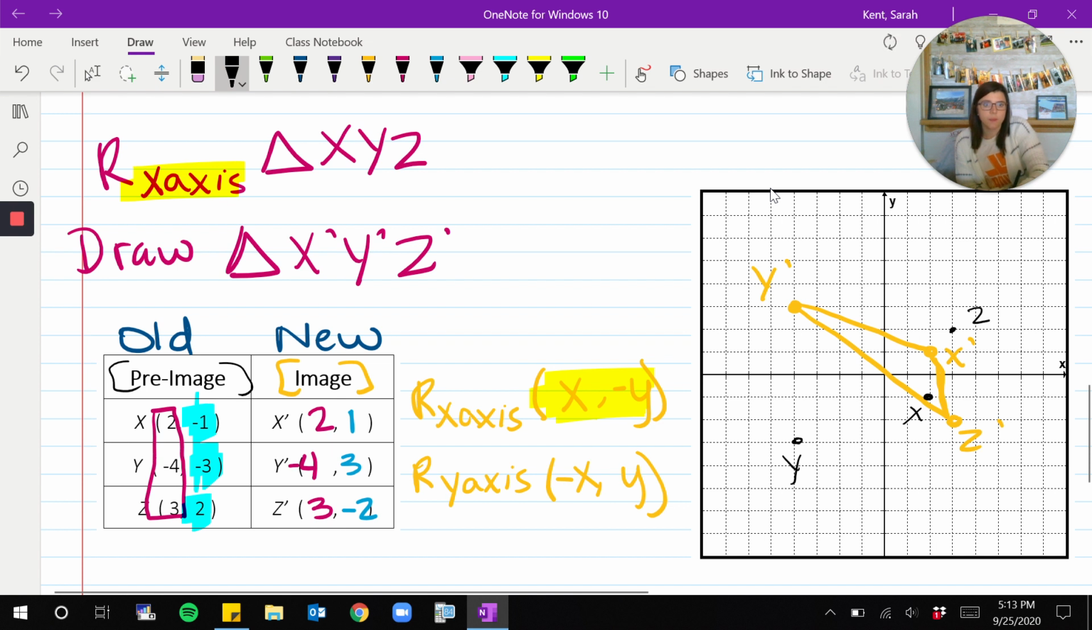So if I connect these here, you can see here's my x-axis, and the y went from bottom to top. My x went from bottom to top. My z went from top to bottom. So they all flipped spots over the x-axis. If they were on top, now they're on bottom. On bottom, now they're on top. All right, if you have questions, please ask, let me know, and go ahead and try the practice that is in Google Classroom.